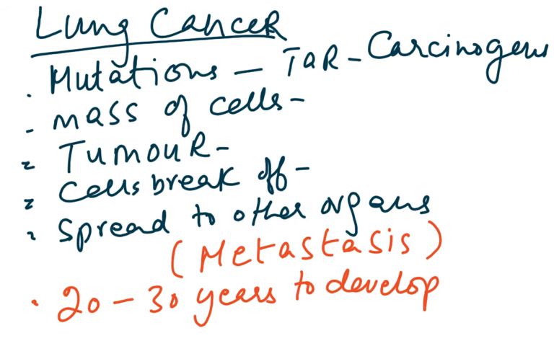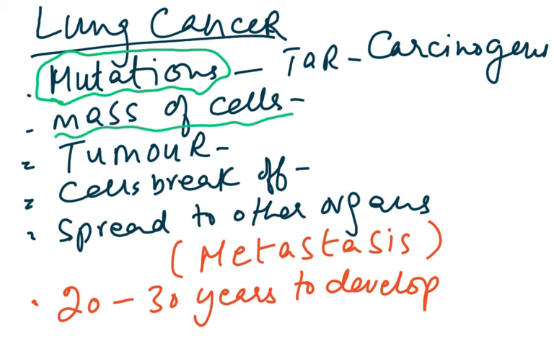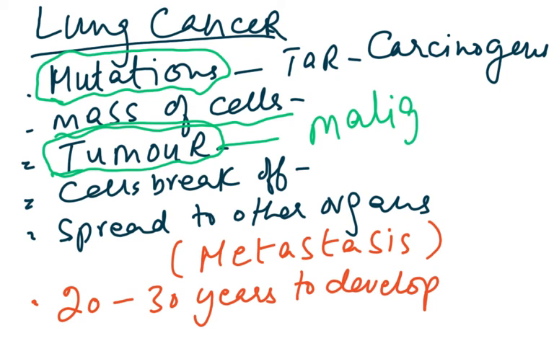Now, let's talk about the last disease that we talk about, which is lung cancer. Now, in lung cancer, tar and tobacco smoke contain several substances that are carcinogens. These react directly or via breakdown products with DNA in epithelial cells to produce mutations. So, mutations are a change in the DNA of these cells. And this results in uncontrolled cell division, and that results in a mass of cells. And this mass of cells is called a tumor. Now, this tumor is called malignant if some of its cells can break off and spread to other organs. When it spreads to other organs, it is called metastasis.